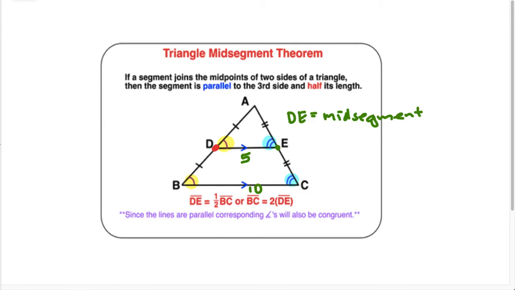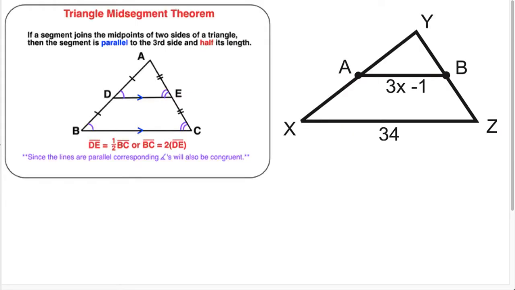All right, so let's correlate that with some algebra. I've placed the theorem here on the left side, and I am asking for the value of x using this problem on the right side. We're going to assume that A is the midpoint of XY and B is the midpoint of YZ. That would make AB my midsegment. So what midsegment means is that this AB is half of this XZ, right?